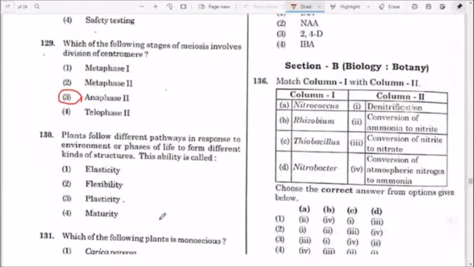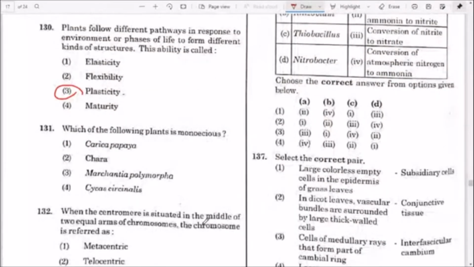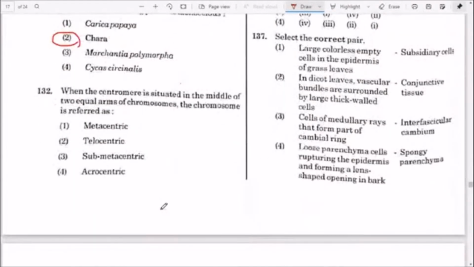Next, question number 130. Plants follow different pathways in response to environment or phases of life to form different kinds of structures. This ability is called plasticity. Next, question number 131. Which of the following plants is monoecious? That is papaya. Option number 2 is correct option, students. Next, question number 132. When the centromere is situated in the middle of two equal arms of chromosome, the chromosome is referred as metacentric. Option number 1 is correct option, students.